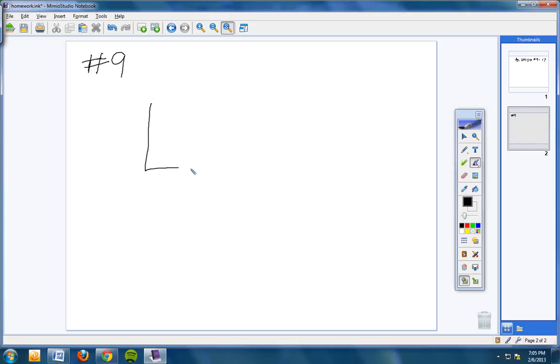Here's number 9. All right, and I believe if you look in your book, we have a length of 15 for this side, and we have a length of 14 for this side. And look at this, we have parallel symbols here and parallel symbols here. Now the directions say, determine whether this is a trapezoid, parallelogram, rectangle, rhombus, or square.